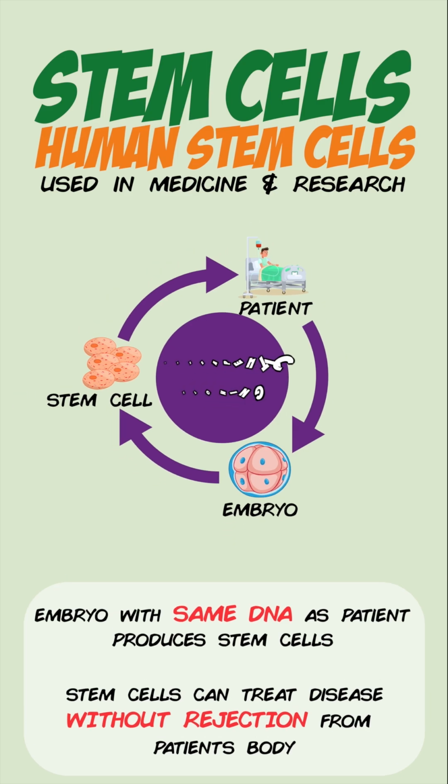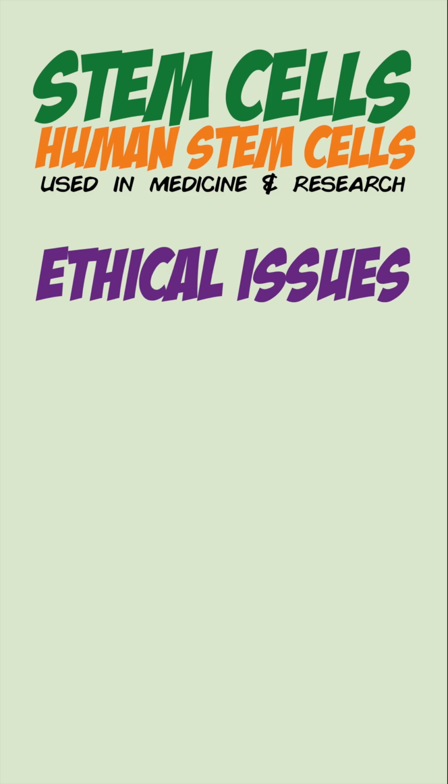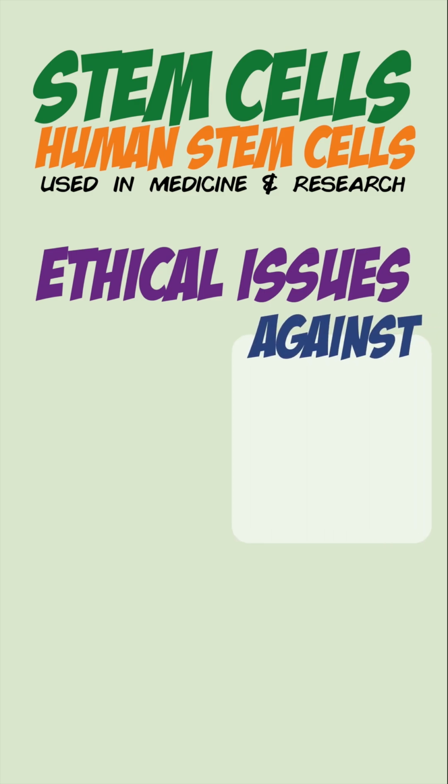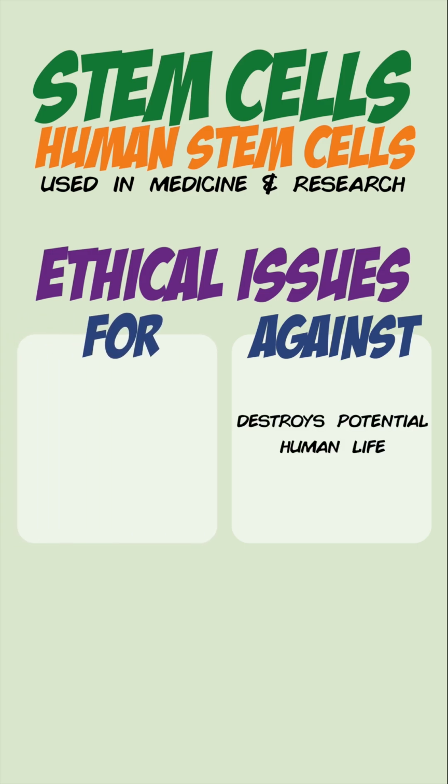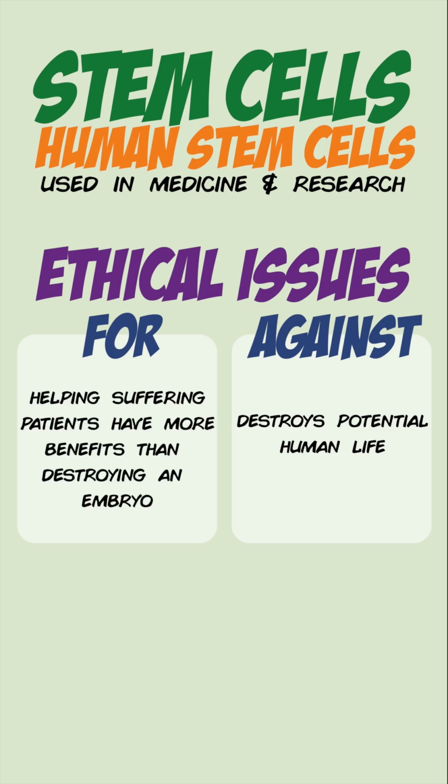When it comes to stem cell use and research, there are some ethical issues that need to be considered. People who are against stem cell research argue about using embryos as it involves destroying potential human lives. But people who are for stem cell research argue that the benefits you get from helping suffering patients are more important than the rights of an embryo.